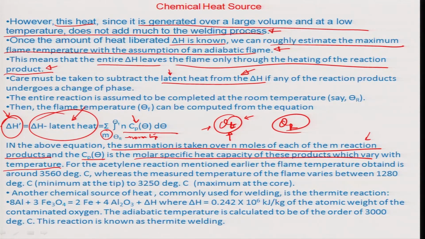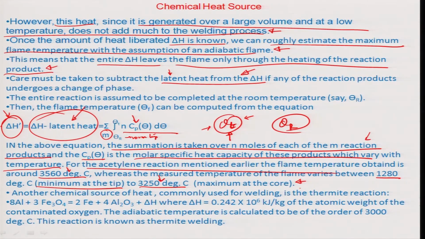So, typically for the acetylene reaction mentioned earlier, the flame temperatures which are obtained are around 35-60 degrees Celsius, which is good enough for melting of metals, particularly iron based metals, whereas the measured temperature of the flame varies between 1280 degrees minimum at the tip of the flame to 3250 degrees maximum at the core of the flame.